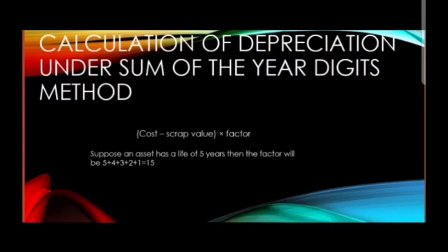Calculation of depreciation under sum of the year digits method. Now this is the last one, and let's have a look at the formula. Cost minus scrap value multiplied by factor. Now what does the factor mean? Factor means the sum of the years. Suppose an asset has a total useful life of 5 years, then we shall add 5 plus 4 plus 3 plus 2 plus 1, sum of all the years equal to 15.